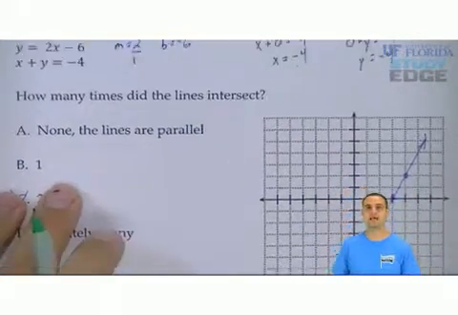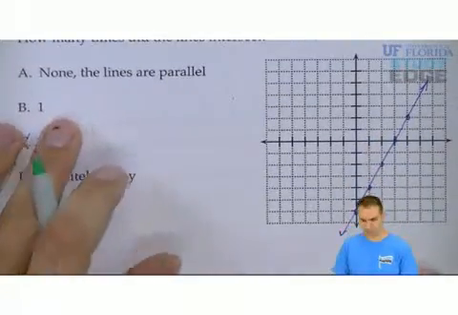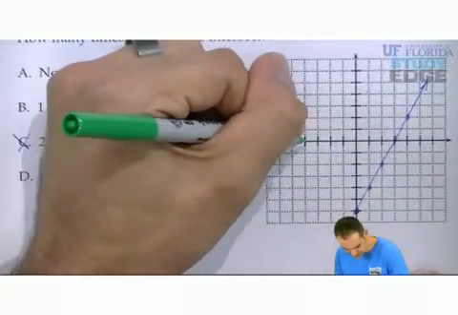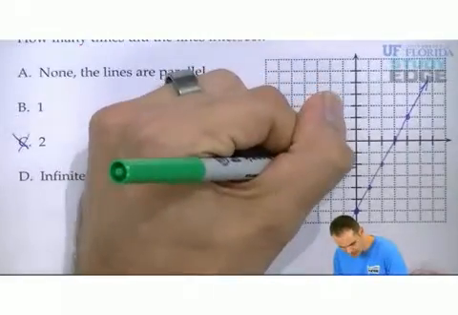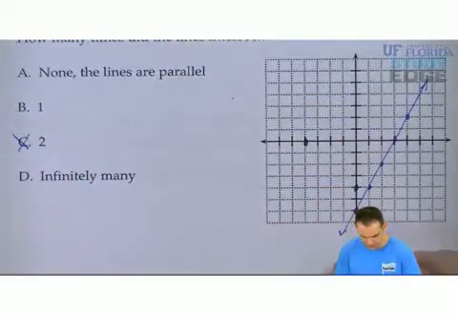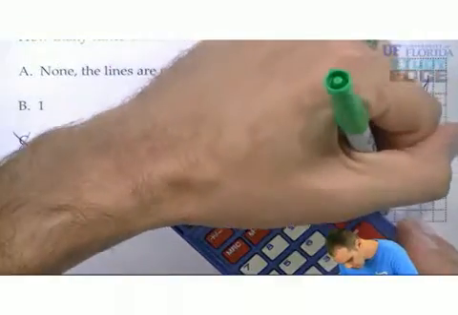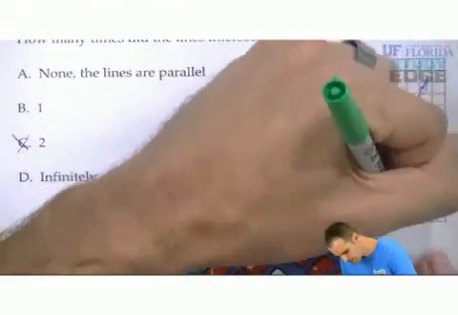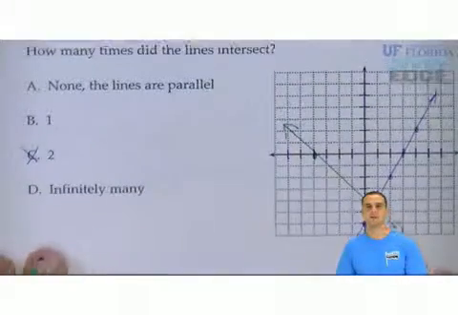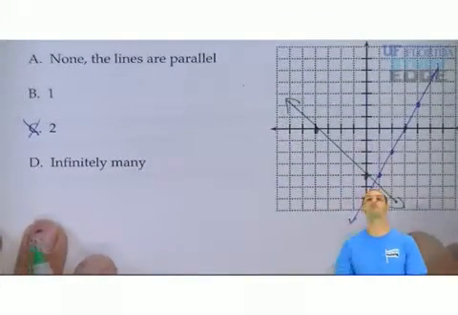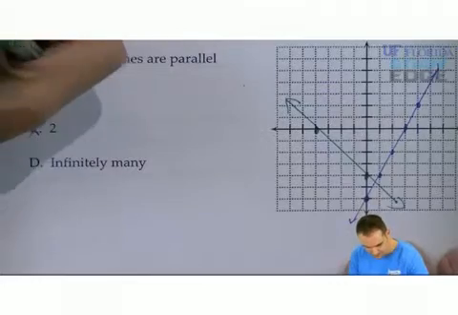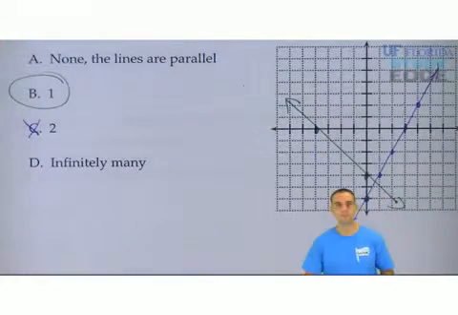The x-intercept is -4, the y-intercept is -4. The x-intercept is -1, 2, 3, 4. The y-intercept is -1, 2, 3, 4. Connecting those 2 points, I can see that it's going to intersect right there, one time. And that'd be the answer for the question.